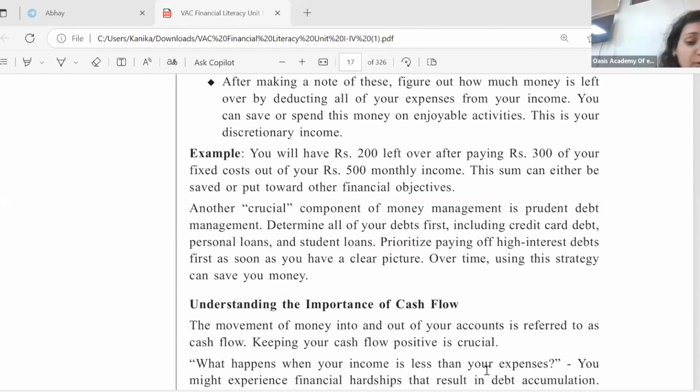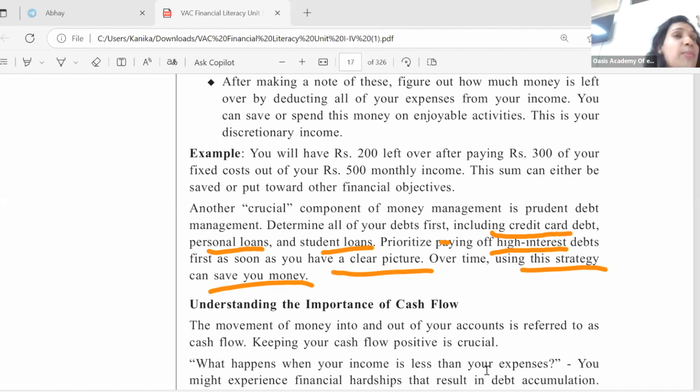So first of all, you have to prioritize your interest payments, like credit card debt. If you have any loan bills to pay, like credit card bills, personal loans, or student loans, prioritize paying off your high-interest debts first, because paying off high-interest debt has a much greater advantage in building wealth. As you clear your debts over time using this strategy, you can save your money. Once you prioritize your payment of debt, then you can start increasing your financial management.